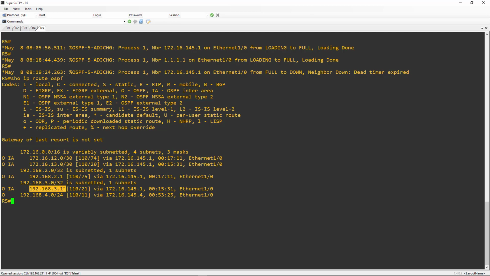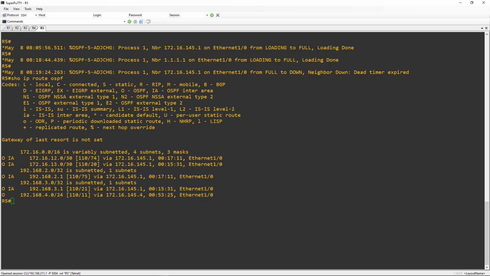Even though it's configured as a /24 on the interface, because it is a loopback network type, OSPF always advertises loopbacks as a host route, regardless of whatever's configured on the interface. We could change that behavior by going and changing the network type under the interface. We also see the 13 and the 12 subnets, and the costs associated with these are just the cumulative path costs for each of those networks.